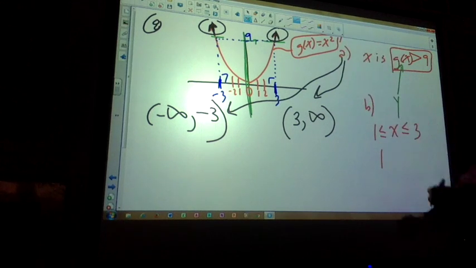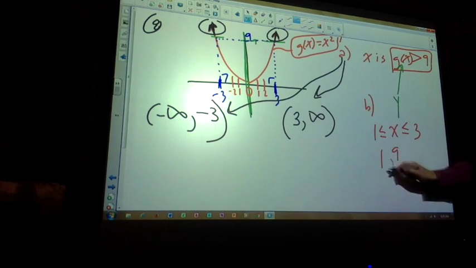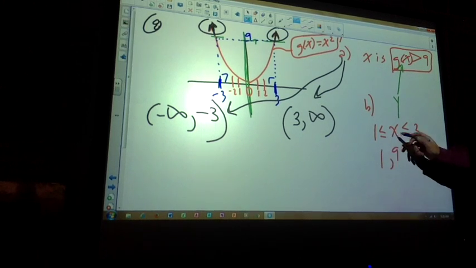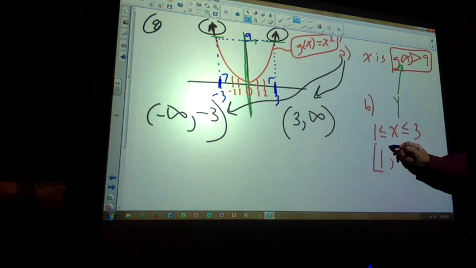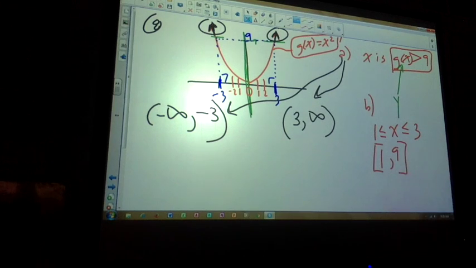3 squared is? Can it be equal to it? Equal, equal. Square bracket, square bracket. So those are the values that you'd get from 1 to 3.